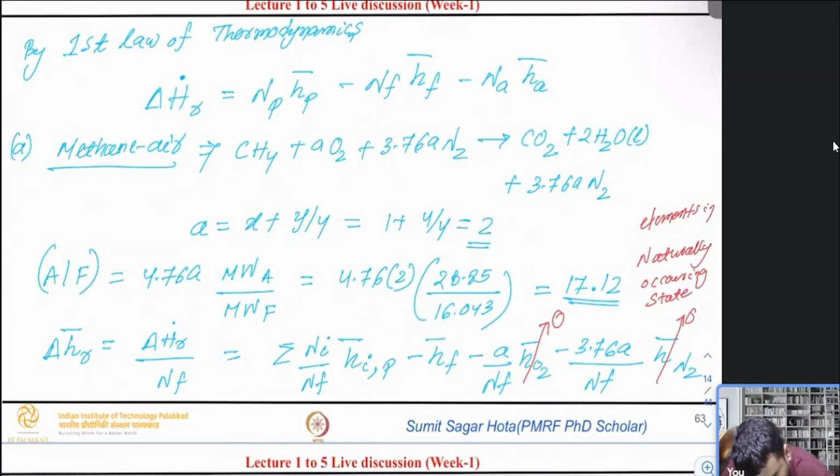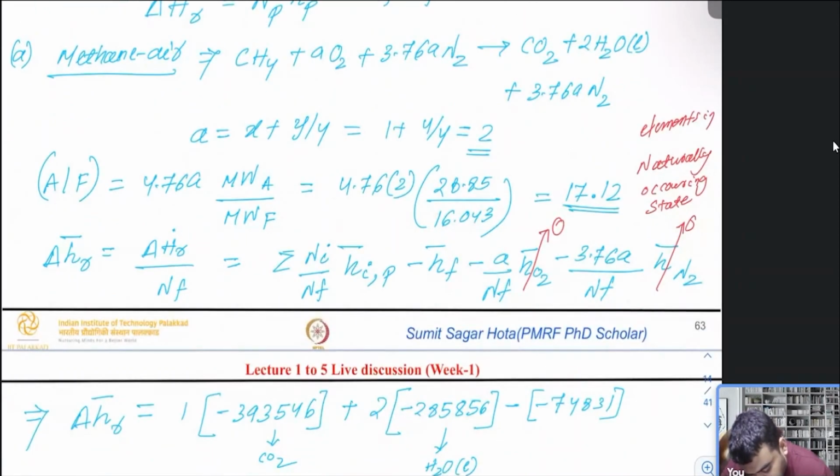So what is a? a equal to x plus y by 4, which is equal to 1 plus 4 by 4, that is equal to 2. Now we have to find out the air fuel ratio for the methane. That is 4.76 a into molecular weight of the air, divided by molecular weight of the fuel, which is methane. Substituting the values: 4.76 into 2 into 28.85 divided by the molecular weight of methane, which is 16.043, the air fuel ratio comes out to be 17.12.